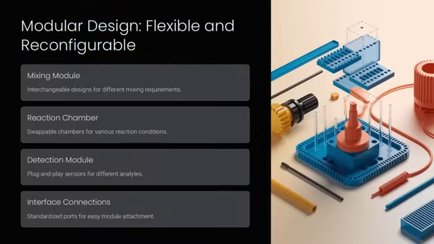Lab-on-a-Chip devices are ideal for environmental monitoring because they can integrate sampling, pre-concentration, separation, and detection on a single platform.